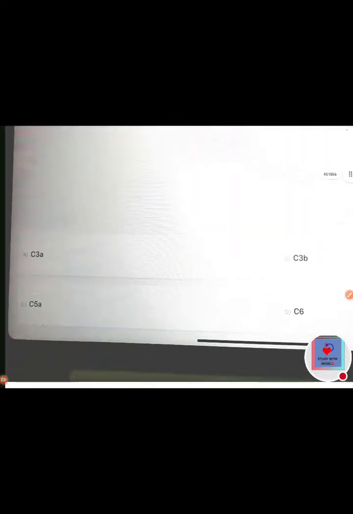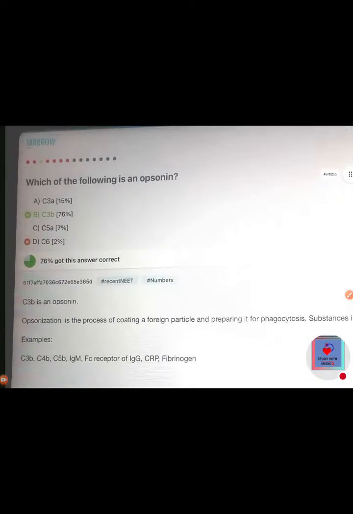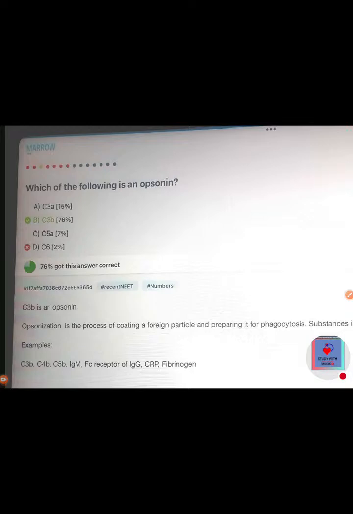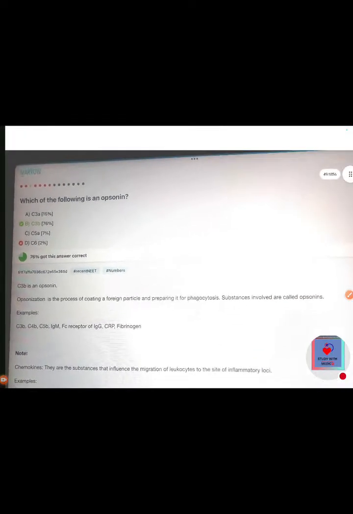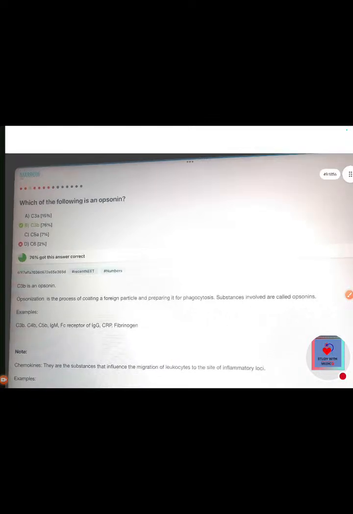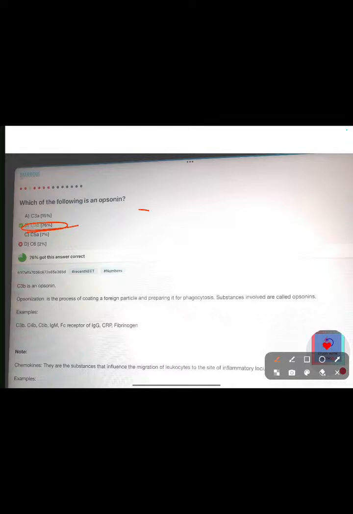Next, which of the following is an opsonin? What is the function of an opsonin? Opsonization is the coating of a foreign particle and preparing it for phagocytosis. The substances involved are called opsonins. Opsonins coat the foreign particle and make it easier for the macrophages to engulf. So here the opsonin is C3b.